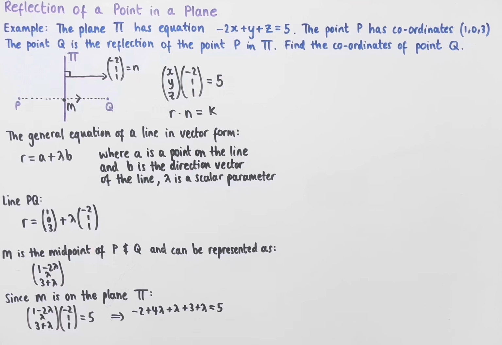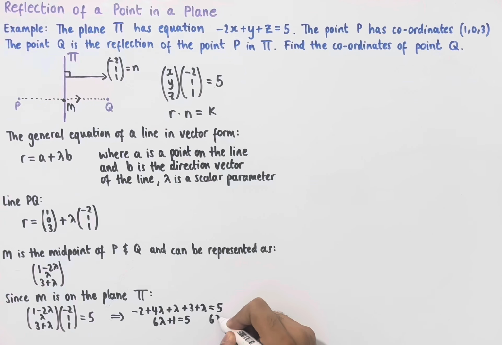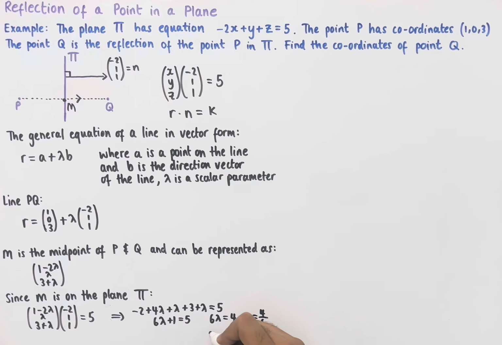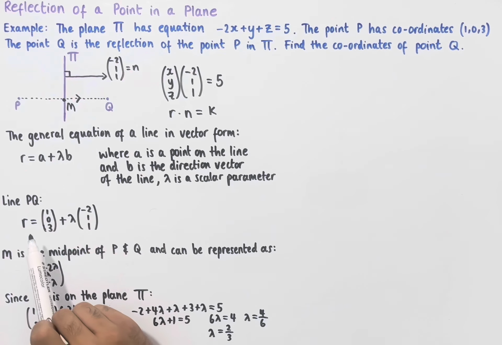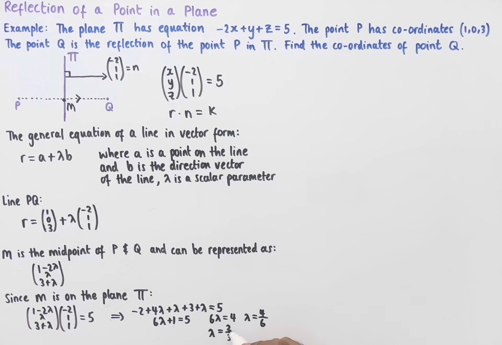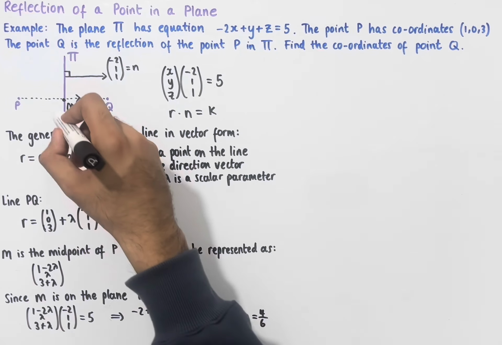And so collecting like terms, 4 lambda plus lambda gives us 6 lambda. Minus 2 plus 3 gives us 1. And then this equals 5. And so if we take away 1 from both sides, we get 6 lambda equals 4. And so lambda equals 4 over 6, which can be simplified to 2 over 3. And so this tells us that if we start from P on the line PQ and lambda equals 2 over 3, we end up at M.